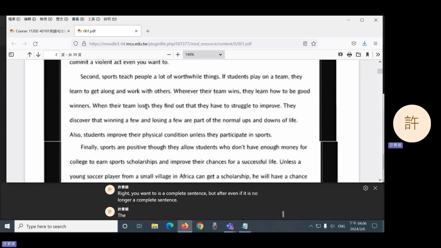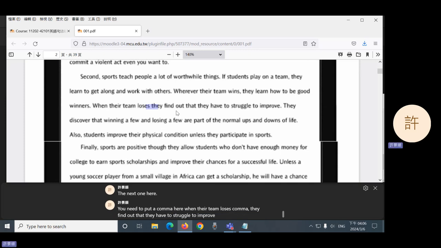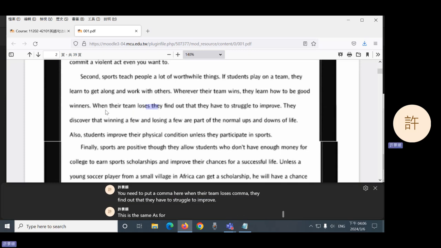The next one here. You need to put a comma here. When their team loses, comma, they find out that they have to struggle to improve. This is the same as for the previous sets of questions, right? When is a subordinate conjunction. Their team loses is a complete sentence, but when their team loses is not a complete sentence.